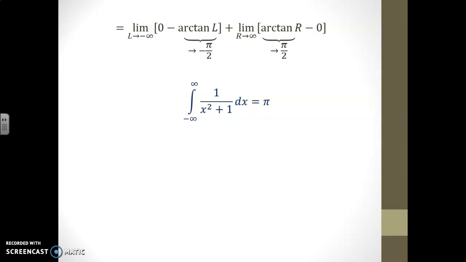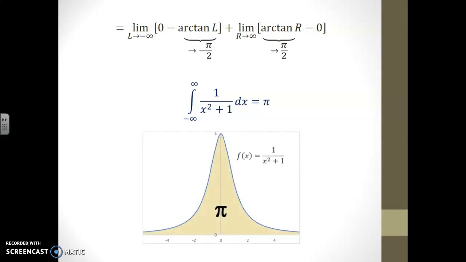So this is a converging improper integral. Visually, what we have found is that the total area under 1 over x squared plus 1 is pi, and this despite the fact that we are going to infinity at both extremities and that the curve never really crosses the x-axis. So sometimes adding infinite amounts of very small areas still converges to a number. Voila, that's it.